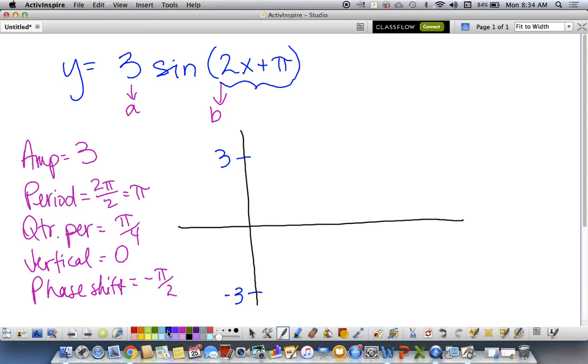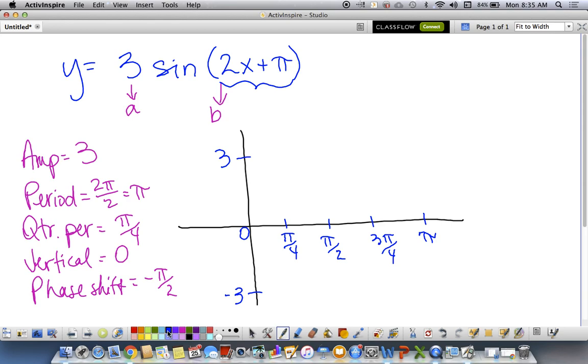Starting with our x-axis, with our quarter period. Where are we moving? Where do we start? 0, then we move over to what? Pi over 4, then we're going to add pi over 4. Pi over 4 plus pi over 4. Pi over 2 plus pi over 4. 3 pi over 4. 3 pi over 4 plus pi over 4. Pi. Okay. Now, moving down my line of vertical shift, we're not moving up or down anymore.